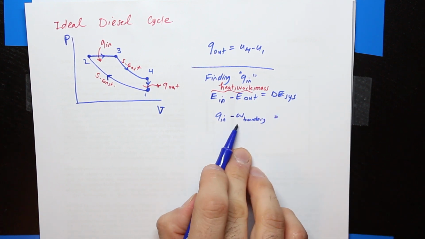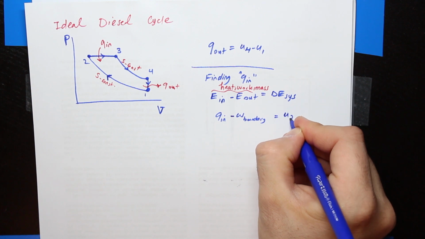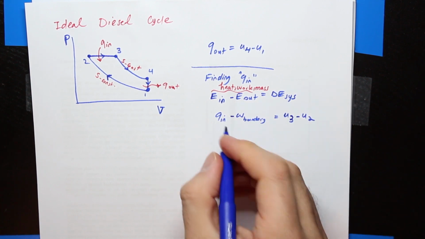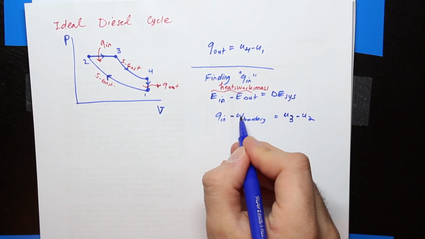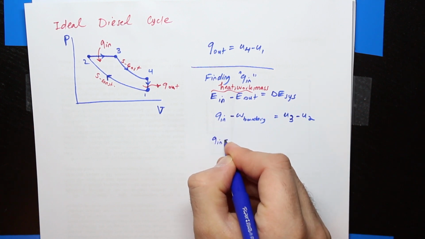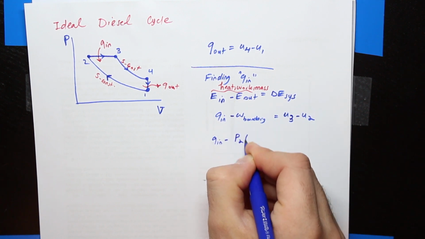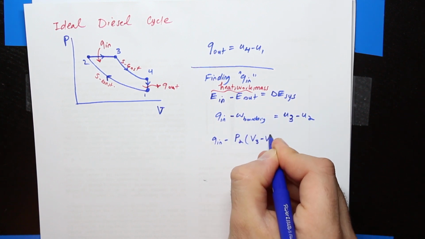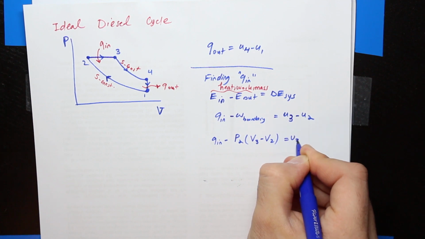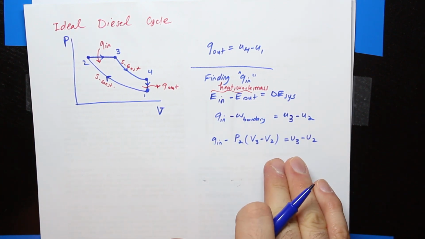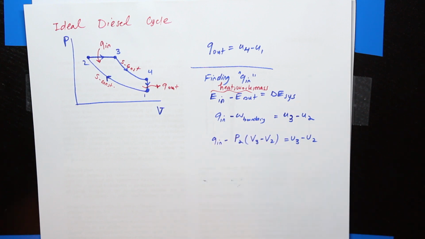Okay, so this is part of E out, which is equal to the change of internal energy, U3 minus U2. Now, this boundary work is PdV basically. So if I want to rewrite this equation, it's going to be Q in minus P2 times the change in volume, V3 minus V2, is equal to U3 minus U2. Now here I need to be consistent. I'm not really consistent in terms of units.